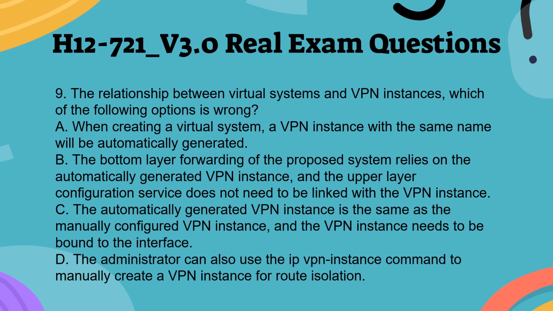C. The automatically generated VPN instance is the same as the manually configured VPN instance, and the VPN instance needs to be bound to the interface. D. The administrator can also use the ip vpn-instance command to manually create a VPN instance for root isolation.